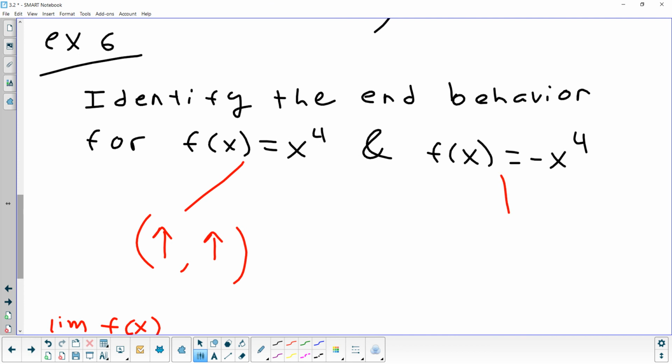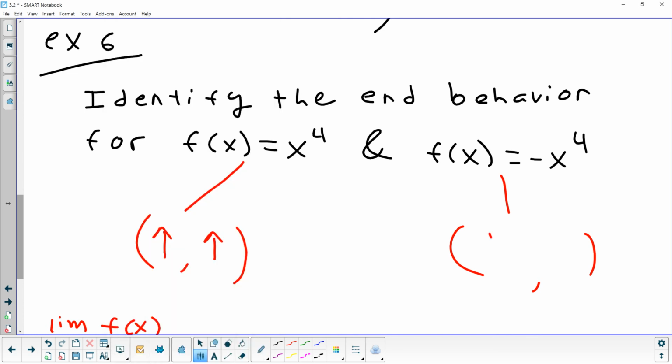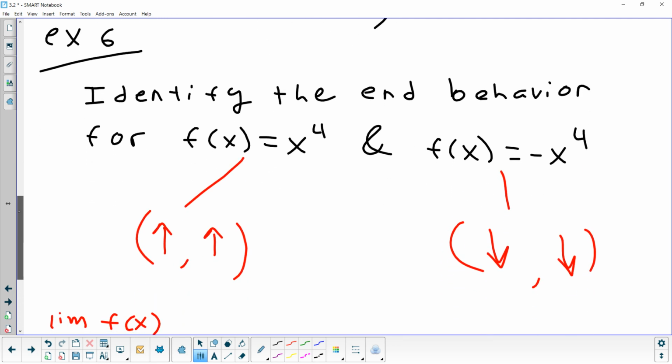Now let's describe negative x to the fourth. I'm not going to do this one as a limit. We'll just do it using the arrows. So Lindsay, what's the end behavior of negative x to the fourth? Down on the left, down on the right. Yep, down on the left, down on the right. So remember, this side is always describing the left. That side always describes the right. Okay, any questions on that?